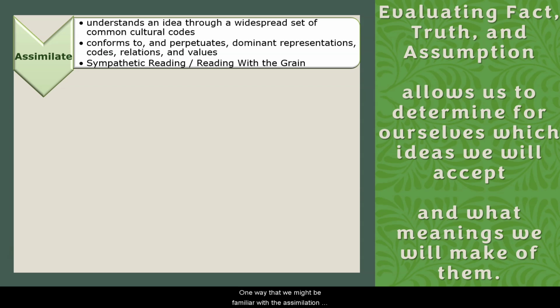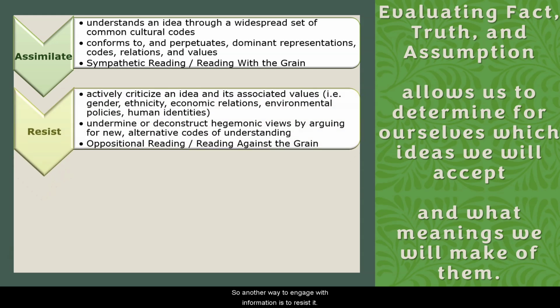One way that we might be familiar with the assimilation engagement is through the idea of the sympathetic reading, or reading with the grain, reading for what you can accept, reading for what you want to take forward with you. So another way to engage with information is to resist it. This is like disagreeing. This is like rejecting an idea. So when we resist ideas, we are actively criticizing that idea. And oftentimes we are actively criticizing the value structure that is associated with that idea.